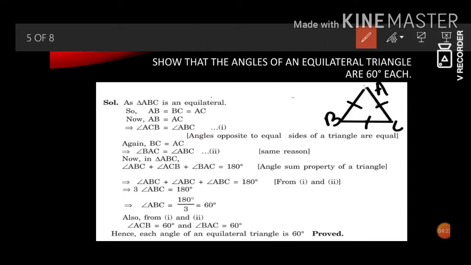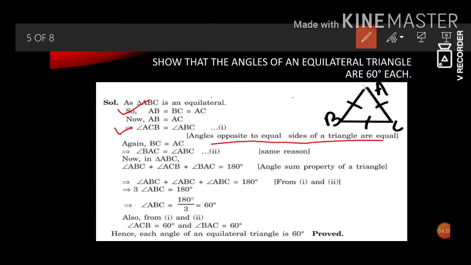Question number 3 says, show that the angles of an equilateral triangle are 60 degrees each. We know that in an equilateral triangle the angles are always 60 degrees. Now we have to prove it. An equilateral triangle means all sides are equal, that is, AB is equal to BC is equal to AC. Now AB is equal to AC gives us angle C and angle B are equal, that is, angles opposite to equal sides of a triangle are equal.